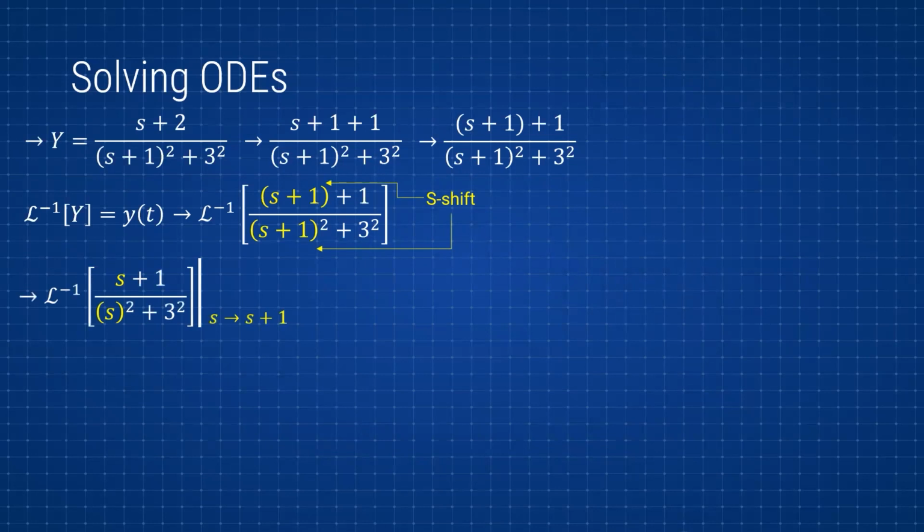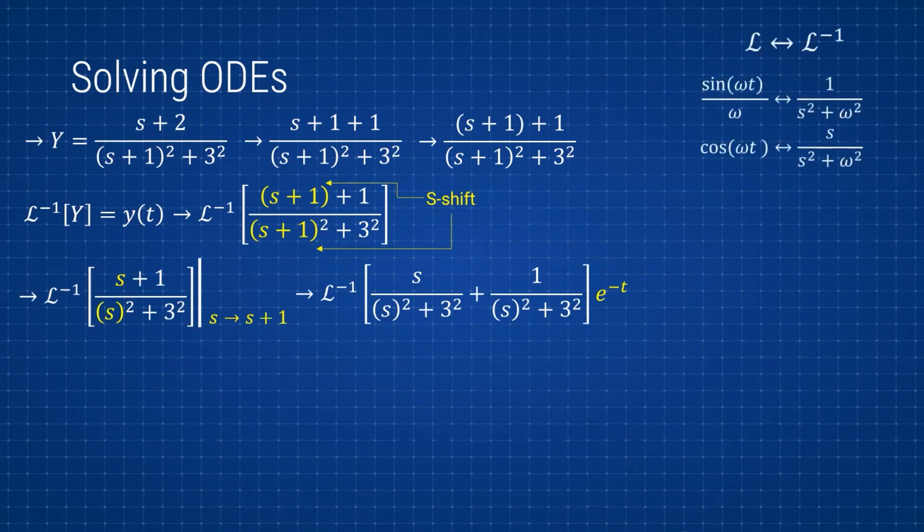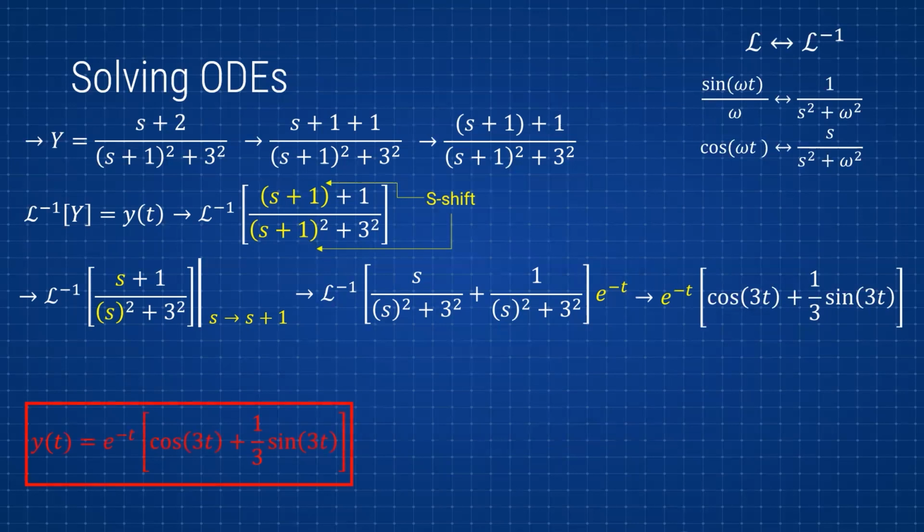In the bottom, we have s squared plus 3 squared. And we can split that into 2 separate fractions, s over s squared plus 3 squared plus 1 over s squared plus 3 squared. And out of that, the s shift is translated into an exponential in the t domain. And if you remember the Laplace transform for sine and cosine, this is basically what they are. So we get essentially an exponential times cosine of 3t plus 1 over 3 sine of 3t. And that is, in fact, our final answer for this problem.